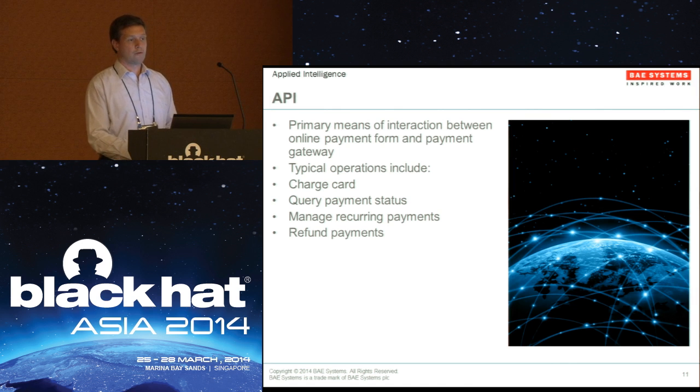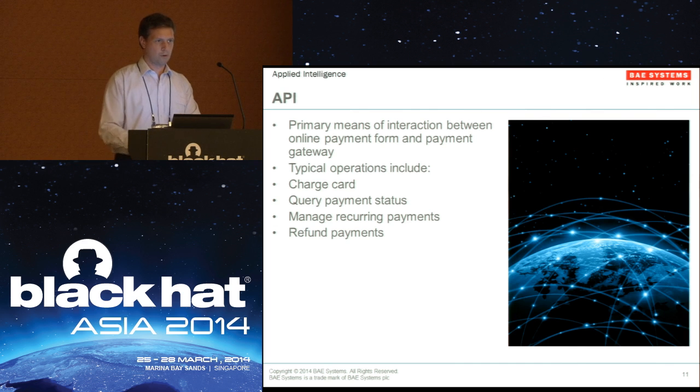And the typical operations from an API are things like charging a card, querying the status of a card, pre-auth in some case if you're like a hotel or a camping place where you want to take a deposit but not necessarily charge them. Manage your recurring payments if you offer subscription services, and refunds for unhappy customers.